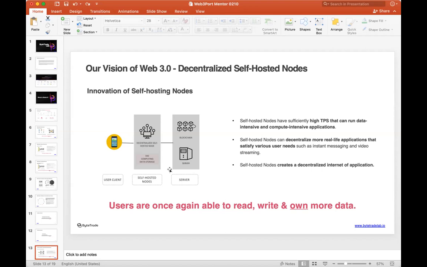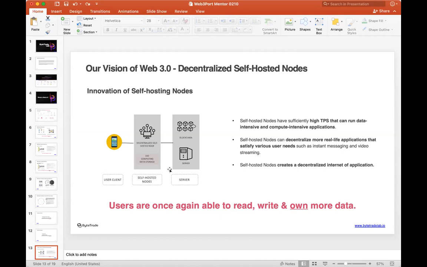Self-hosted nodes can have software and decentralized applications running on top of them. They can run layer 2 applications. They can store users' data locally without compromising to a server or to a blockchain.